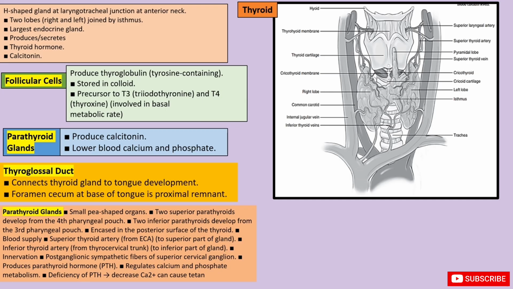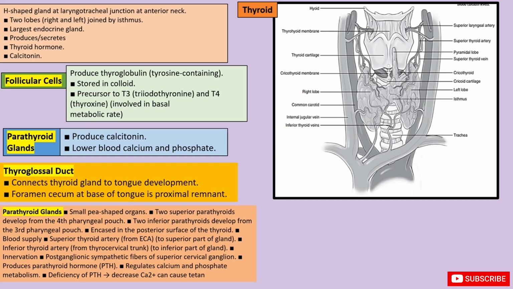So you have two superior and two inferior parathyroid glands. The two superior parathyroid glands develop from the fourth pharyngeal pouch, and the inferior ones develop from the third pharyngeal pouch. When we do the physiology hormones chapter, we'll talk more about these hormones: PTH, thyroxine, calcitonin.